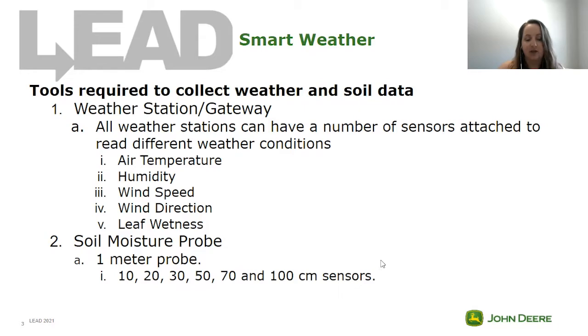One of the sensors that we use is a soil moisture probe, and this is sent out with every weather station that is going to be put in a field. We use a 1-meter John Deere probe, and it has 6 sensors in it. There'll be sensors reading soil moisture conditions at 10, 20, 30, 50, 70, and 100 centimeters.